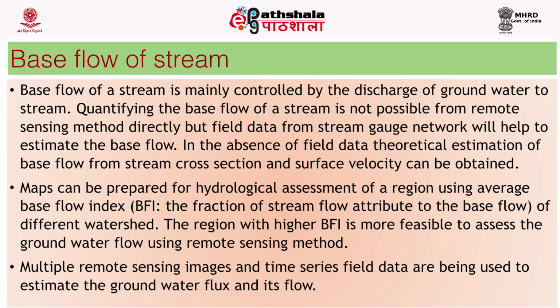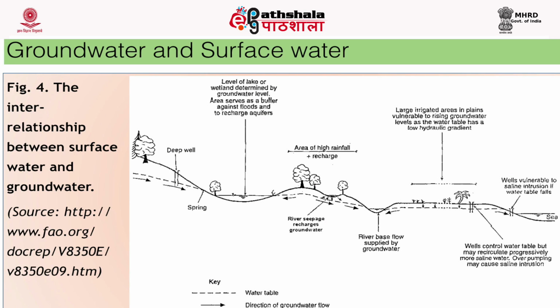BFI, that is base flow index, is the fraction of stream flow attributed to the base flow of different watersheds. The region with higher BFI is more feasible to assess the groundwater flow using remote sensing methods. Multiple remote sensing images and time series field data are being used to estimate the groundwater flux and its flow. From this diagram, we can see the interrelationship between surface water and groundwater. Here you can see the groundwater, wherever it intersects the land surface, there we will see the surface water bodies.